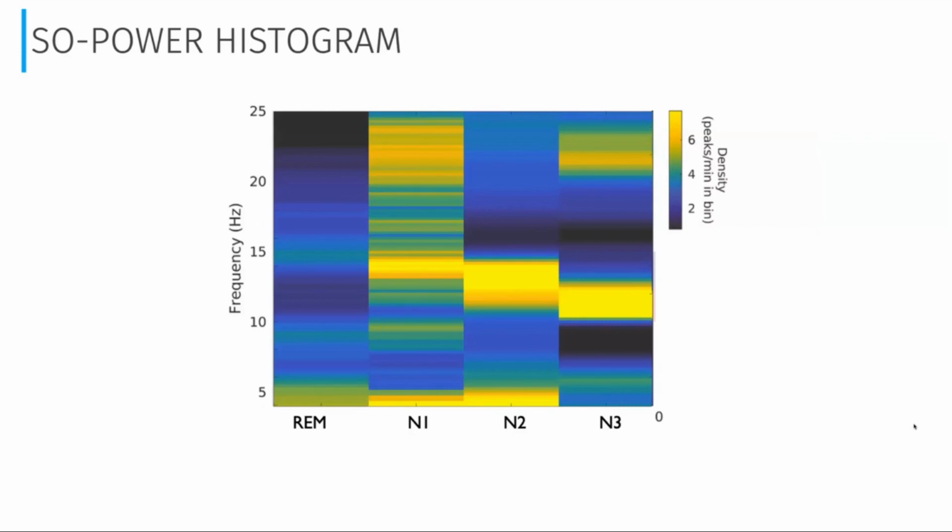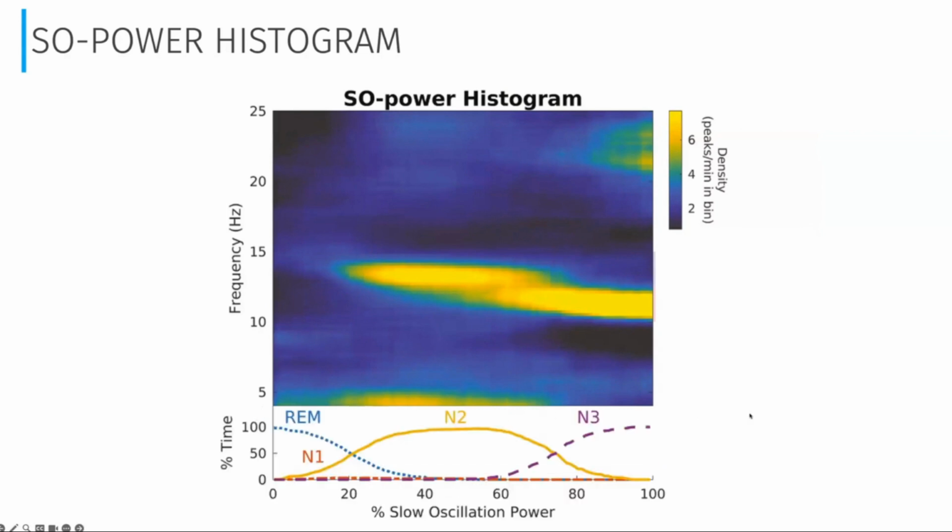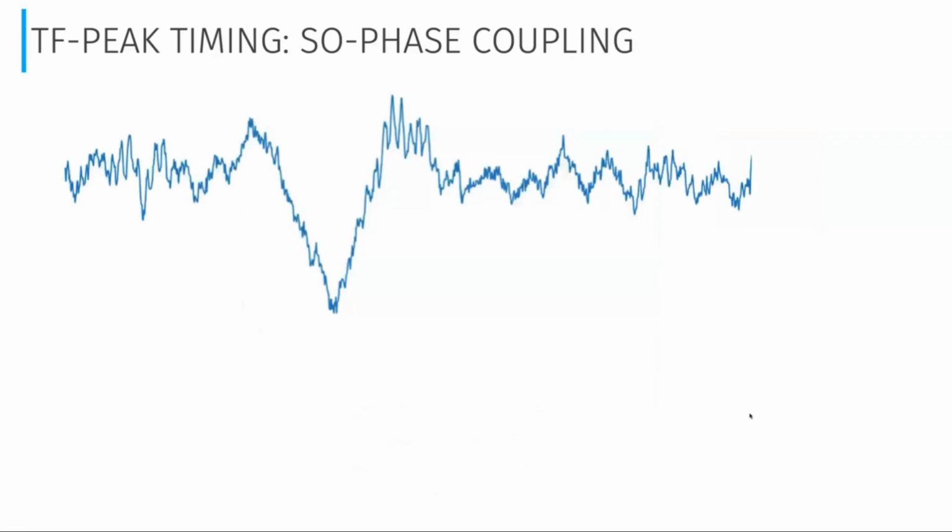So when we change from discrete stages to continuous depth of sleep, it's like putting on glasses. We now see that there are two clear modes of activity, transitioning from this fast spindle mode to a slow spindle mode as you go continuously into depth of sleep. And so this matches with our original sense of where the stages are.